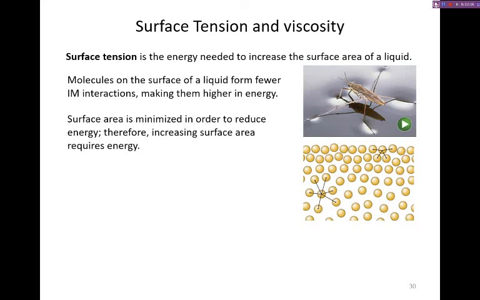And so, in other words, these molecules on the top form a more durable layer than on the bottom, where these are lower energy. They're able to move around and move freely. On the top, they can't. And therefore, that creates this tension, and that's what allows things to float on top, or, in the case of the water strider, to walk on the top.